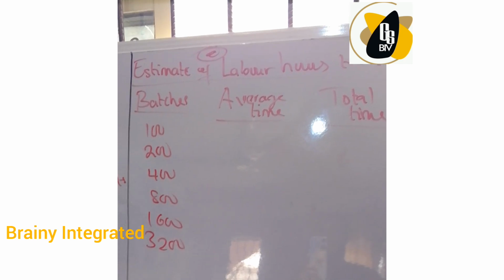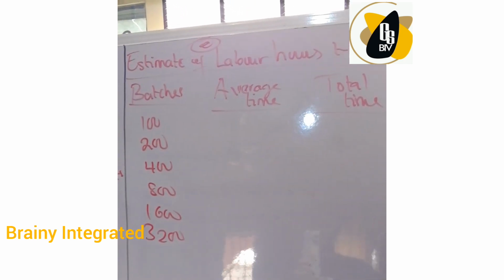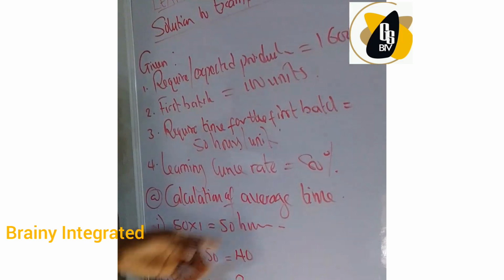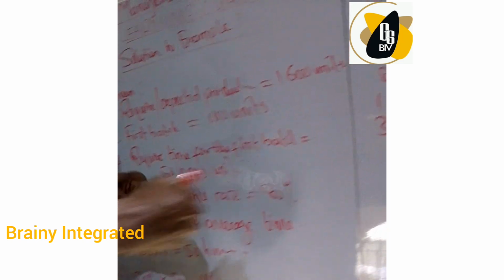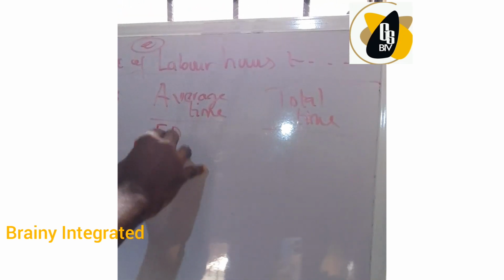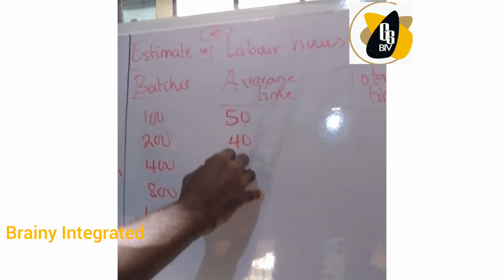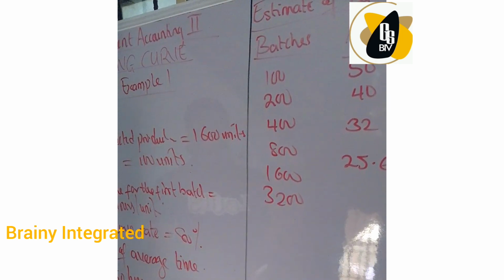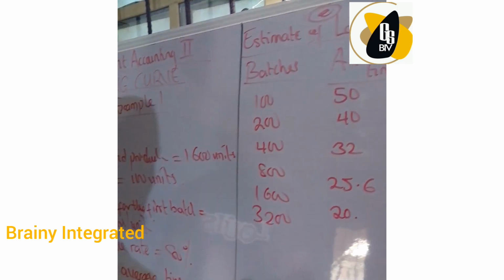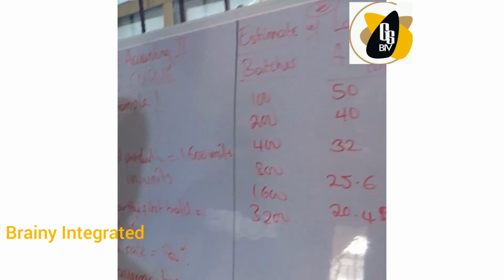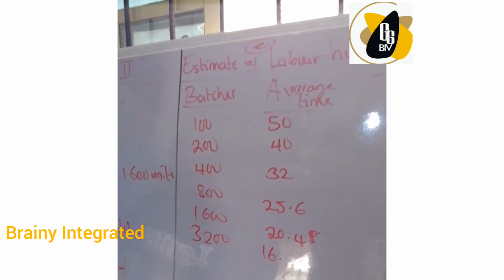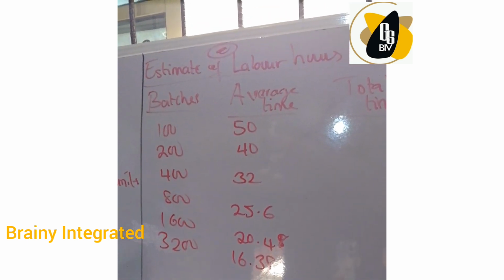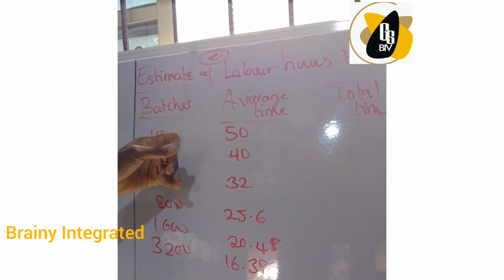Now, the average time is what we have calculated here. Okay? So we'll just transfer into the table. So right now, the first batch is going to be taking 50 hours. The next batch will take 40 hours, followed by 32 hours, followed by 25.6 hours, followed by 20.48 hours, followed by 16.38 hours, right?